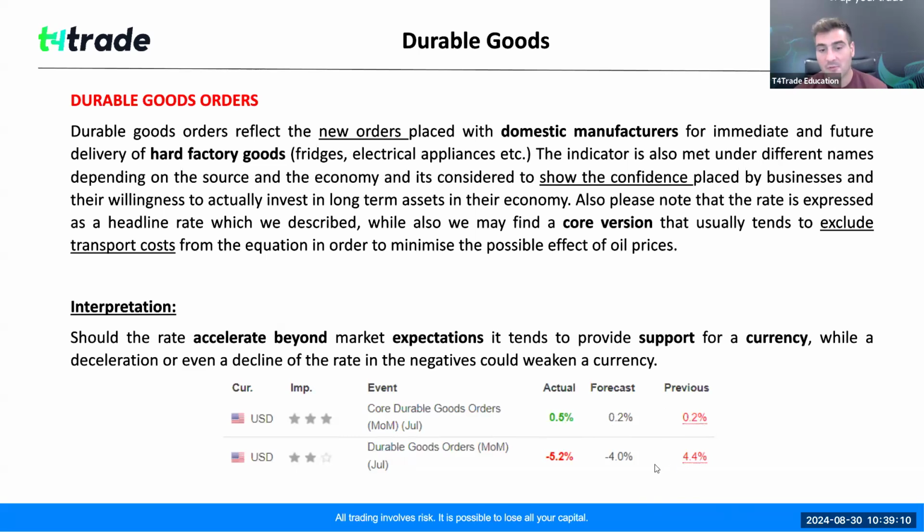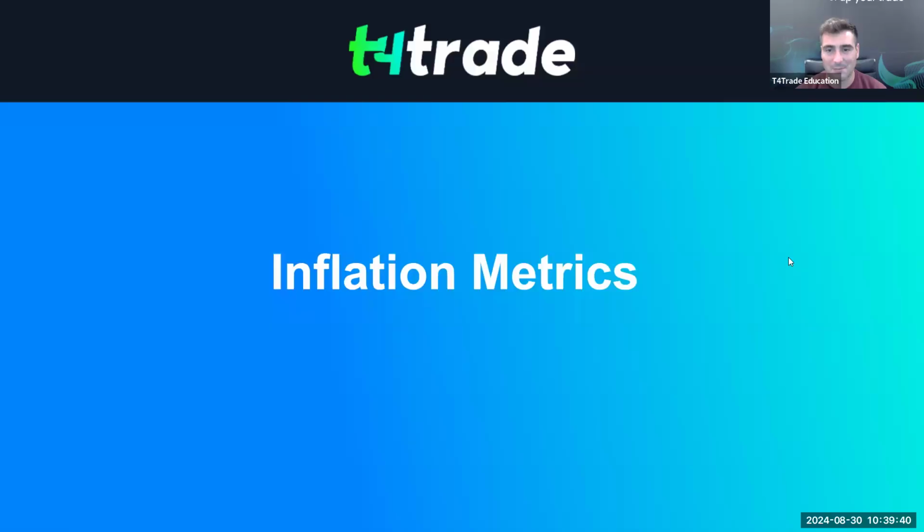And then we fall into contraction. Expectation was moving from 4.4 down to negative 4%. Okay. So we have an 8.4% drop, if you would like, of durable goods activity. That was the expectation. The actual result was negative 5.2%. So we're talking about 9.5% of a drop, of a contraction, actually. No good news for the dollar. So if you put these two together, mixed reaction at best.